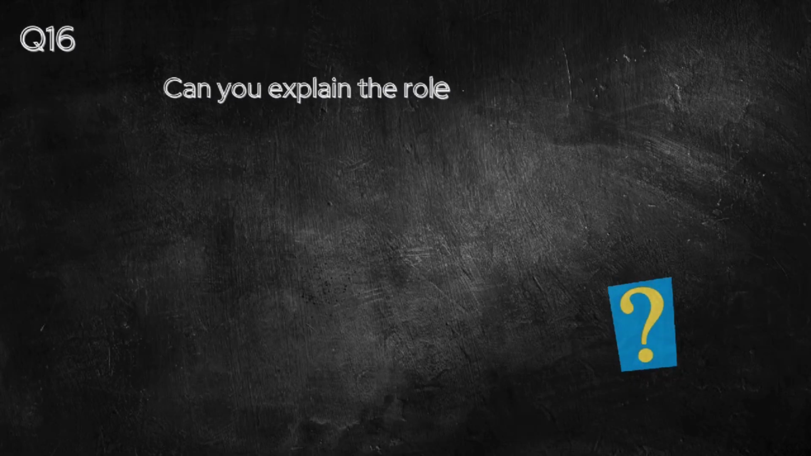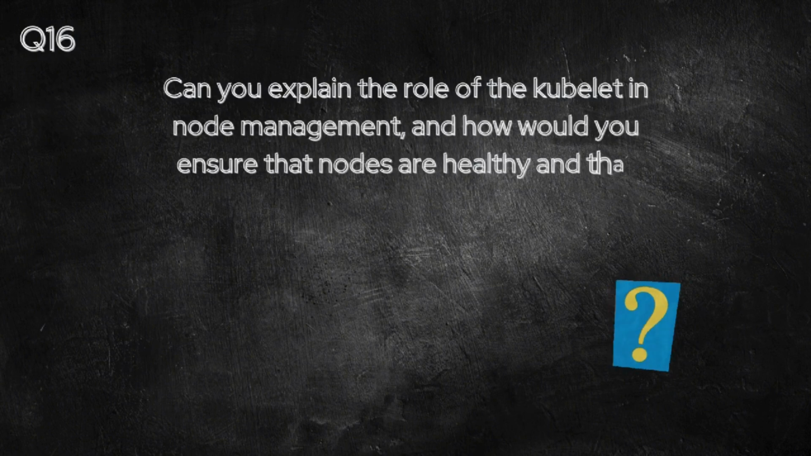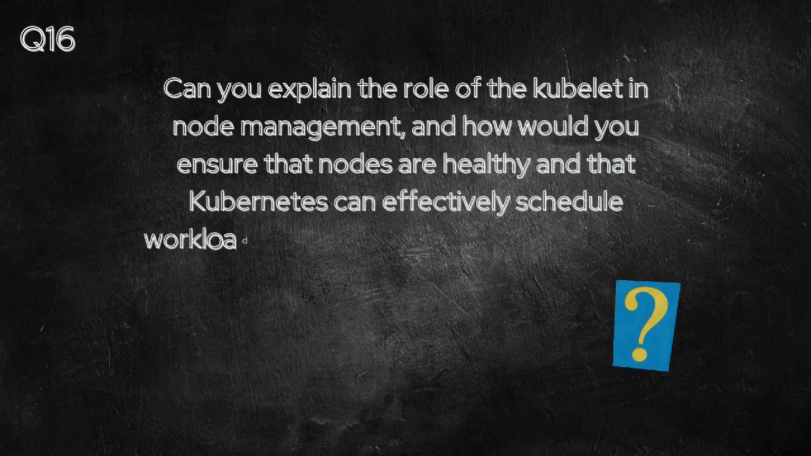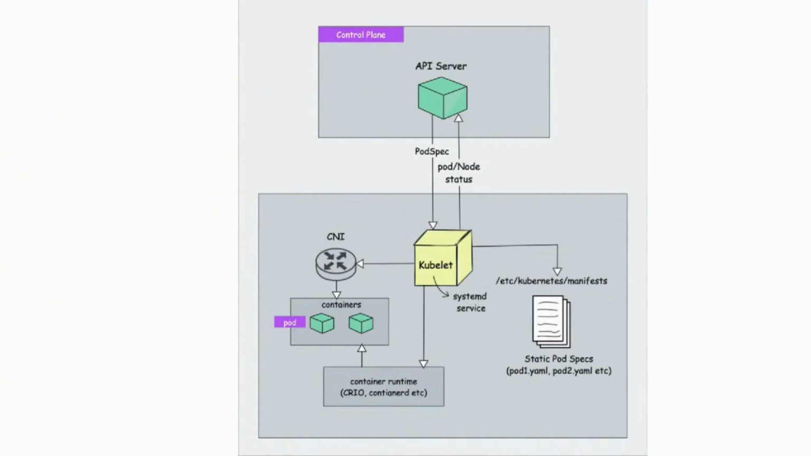Question 16. Can you explain the role of kubelets in node management? And how would you ensure that nodes are healthy and that Kubernetes can effectively schedule workloads across them, especially in a large-scale production environment? The kubelet is the primary agent running on each node in the Kubernetes cluster. It's responsible for ensuring that the containers in the pods are running as expected.